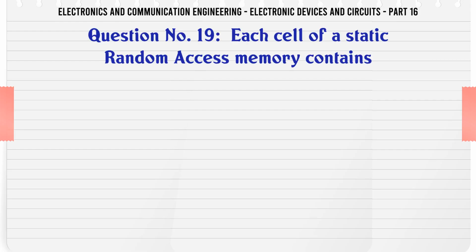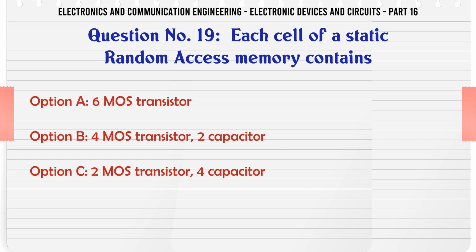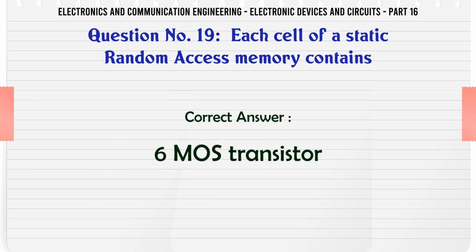Each cell of a static random access memory contains: A. 6 MOS transistors. B. 4 MOS transistors, 2 capacitors. C. 2 MOS transistors, 4 capacitors. D. 1 MOS transistor and 1 capacitor. The correct answer is 6 MOS transistors.